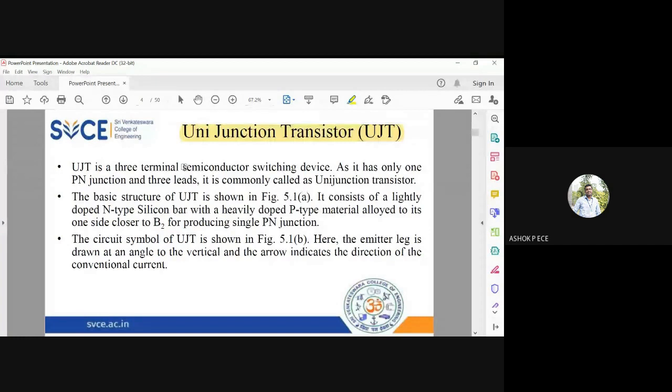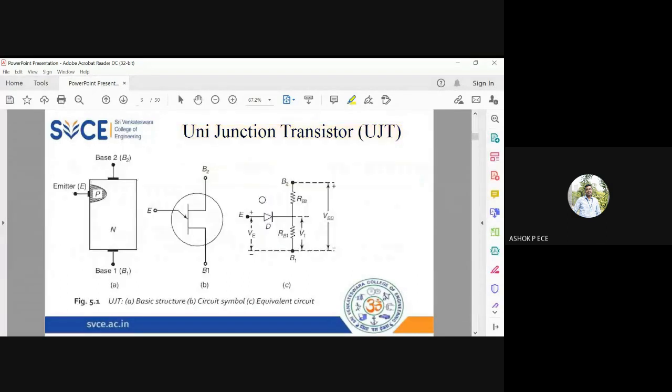So UJT is a three-terminal device. It is also a thyristor. It's a three-terminal device, and since it is going to have only one PN junction, it is called as uni junction transistor or UJT, and it has three leads, or you can say it has three terminals. Okay, so diagram for UJT is given here.